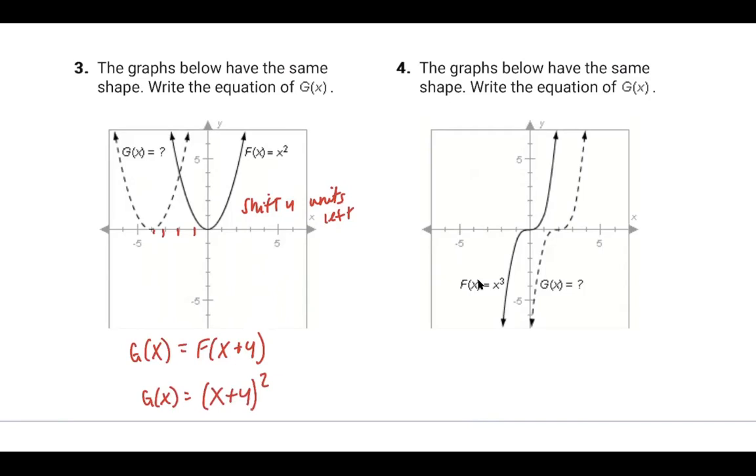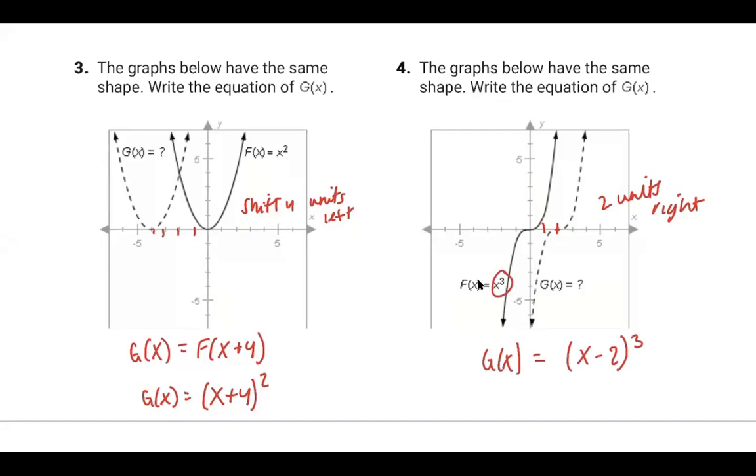Same thing with number 4 here. I moved 1, 2, 3 units. Oh, sorry, that's a lie. I moved 2 units to the right. So again, for g of x, I just replace x with x minus 2. So I have (x minus 2), and that should be cubed because that's what my parent function is.